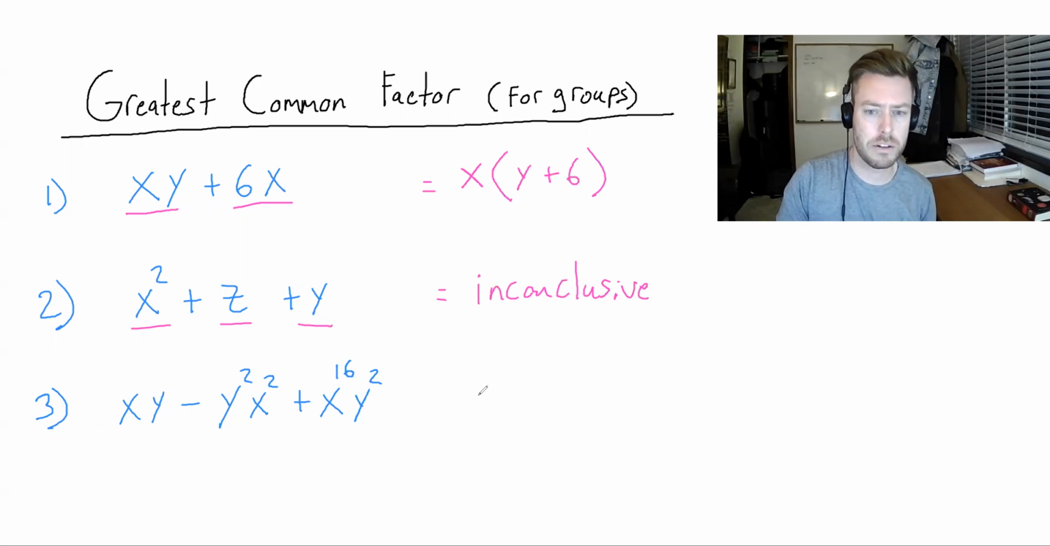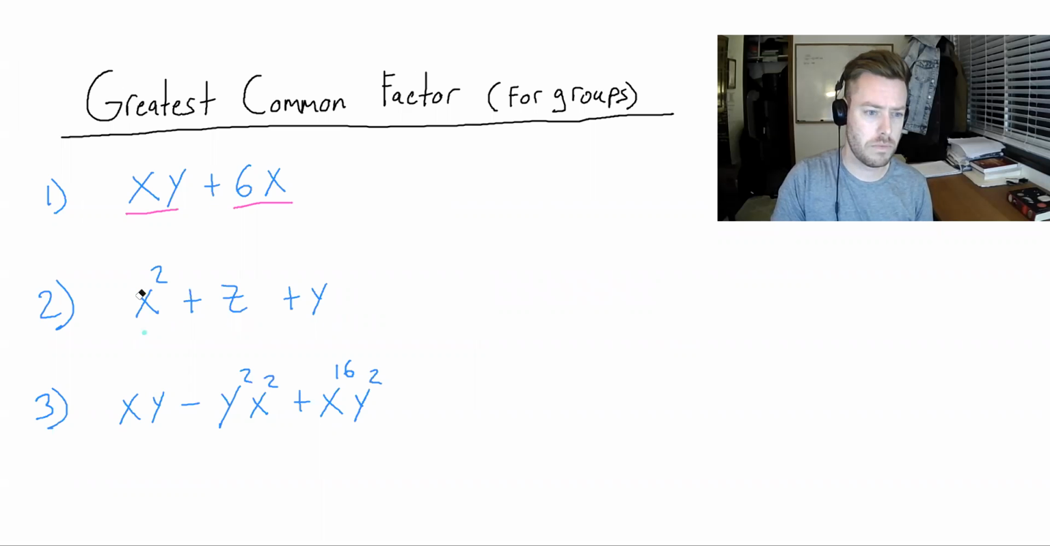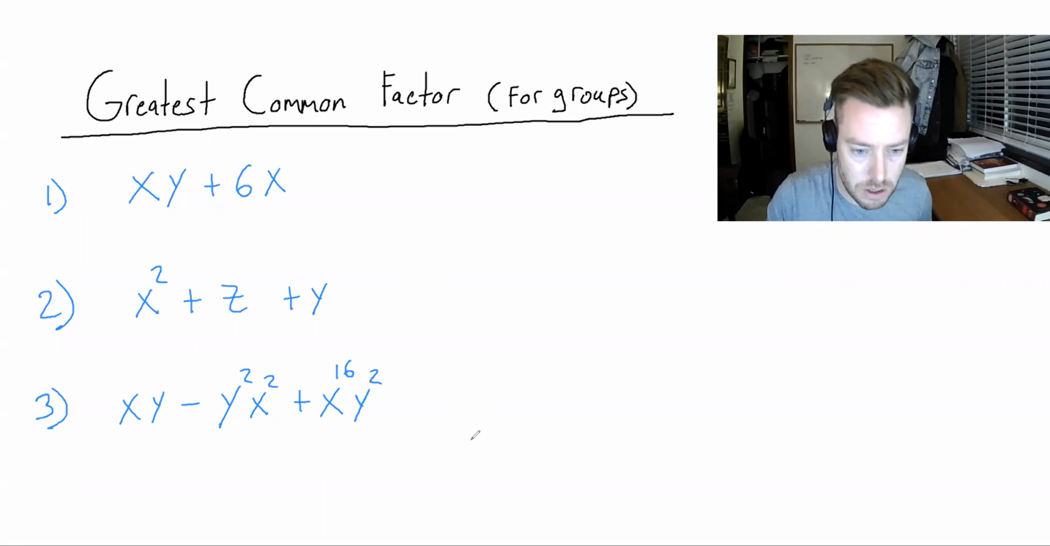Going on from there, let me erase all these older ones. There we go. Let's look at the third one here, which is kind of a monster. We have xy minus y squared times x squared plus x to the 16th power times y squared. We're asked what we can pull out from this.